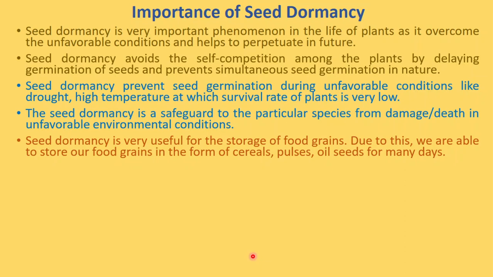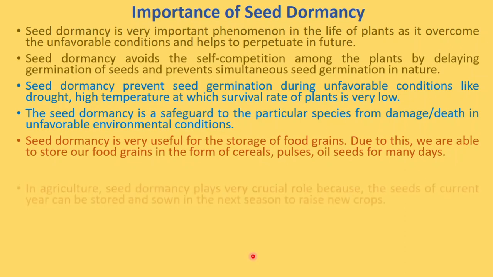So here in our home, we can store our food grains, for example wheat, rice, maize, then other types of pulses or different types of oil seeds for many days. And it is only possible due to seed dormancy. If there would have been no seed dormancy mechanism, then we would not be able to store such food material in our home for many days, for many years. So due to seed dormancy, it is very easy to store all such food material in our home for long periods.